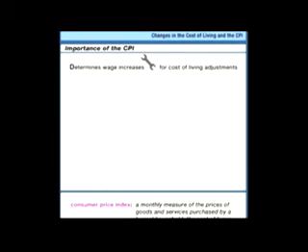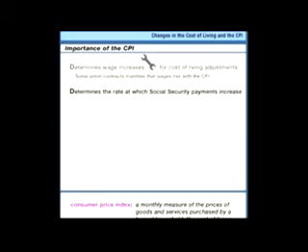Also, the Consumer Price Index determines the rate at which Social Security payments increase. That is, the cost of living adjustments built into Social Security payments look at the CPI as the official measure of the increase in the cost of living. So the CPI is something that people watch and actually build into their contracts as a measure of the cost of living. When it goes up, a lot of people's wages and Social Security payments go up automatically with it.